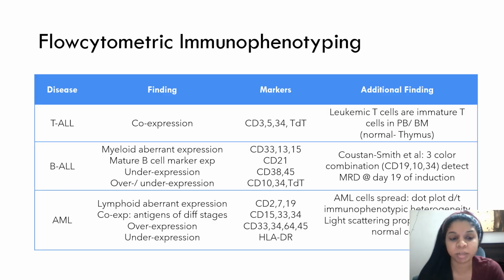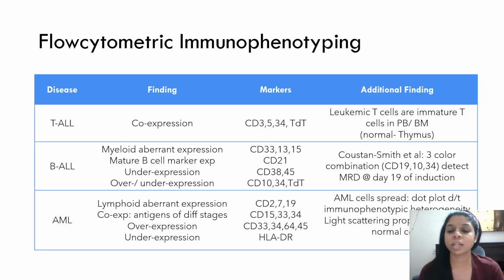In AML, there can be lymphoid aberrant expression, that is CD2, 7 and 19, which are usually lymphoid markers, which can be seen in the myeloblast when there is AML. Co-expression is of antigens of different stages, for example, 34 is a marker seen in the blast, and then you will see 15 and 33. 15 is a marker which is actually seen in the mature cells. So you can see the co-expression of early and late antigens. Overexpression can be seen of 33, 34, 64, 45, etc. And underexpression of HLA-DR can also be seen.